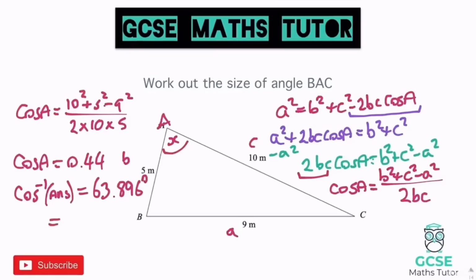And again, we could round that, so we could just say 63 point, and let's just go to 1 decimal place, 63.9 degrees. Again, just reading the question. And that's how to use the cosine rule for finding angles.